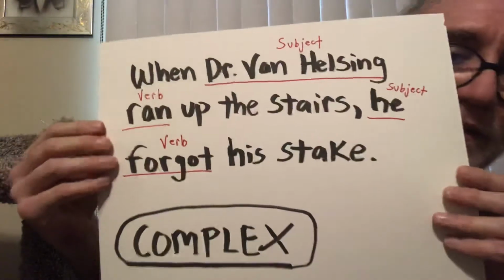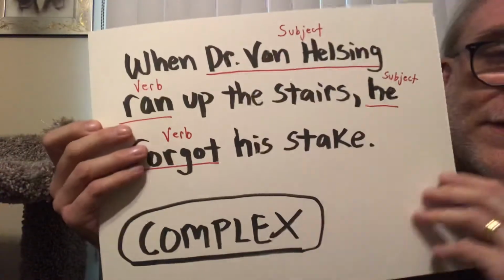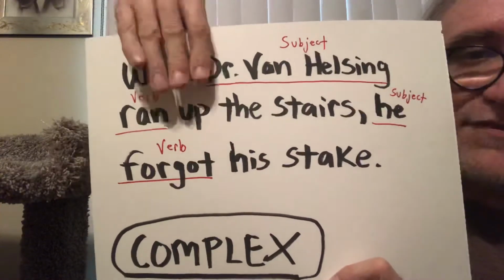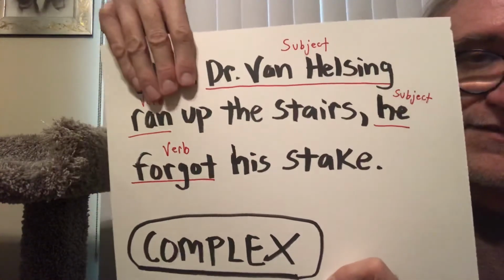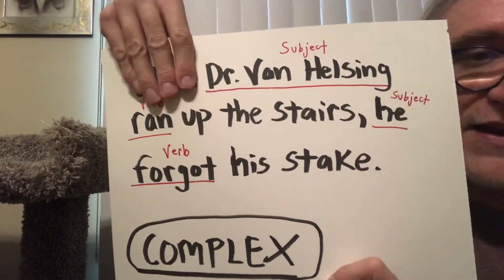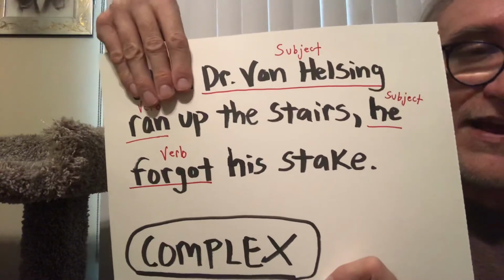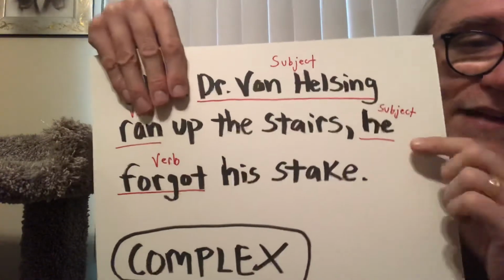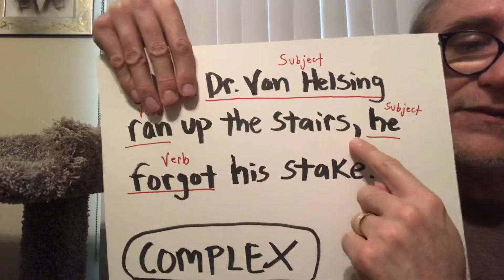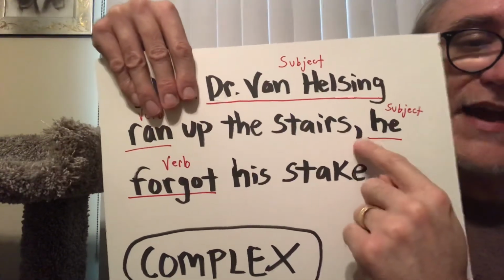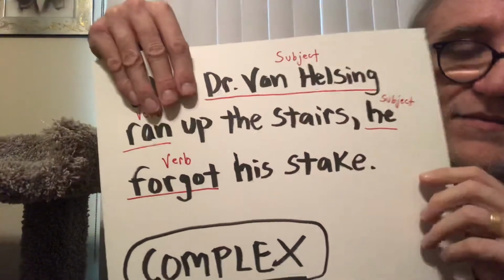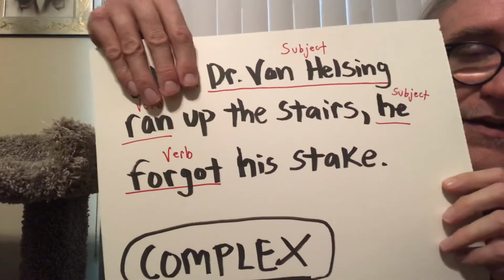So this is our last little sentence example here. Notice something odd here, right? So now I've added, so let's pretend this isn't here for right now. Dr. Van Helsing ran up the stairs. He forgot his steak. Now, as it's written right now, that's actually incorrect, because for this to work, I need to have a coordinating conjunction there. I would need to have but there, right? But I don't have that here, okay?